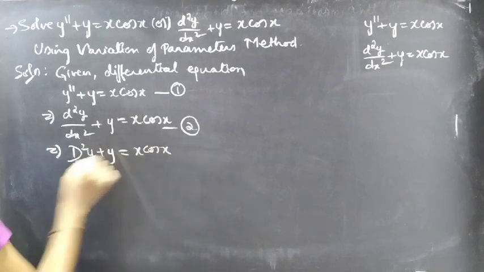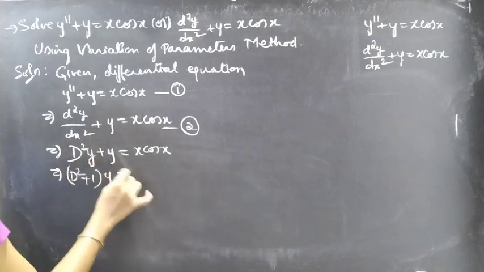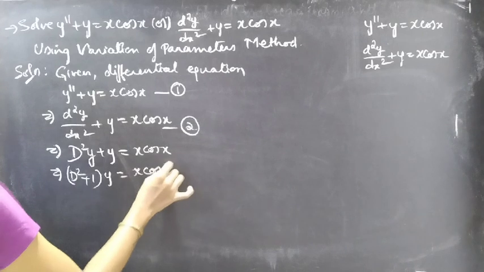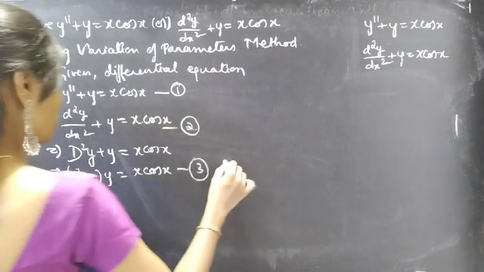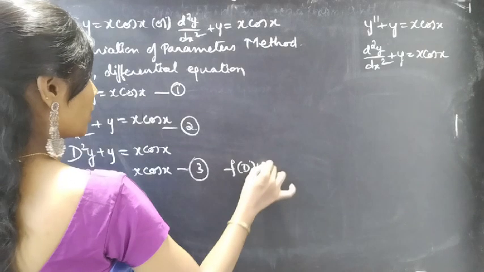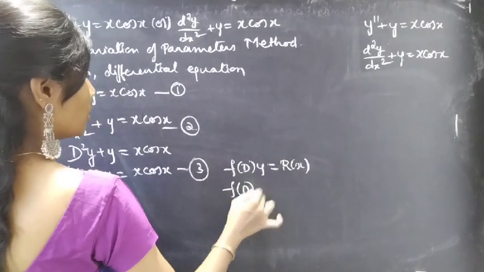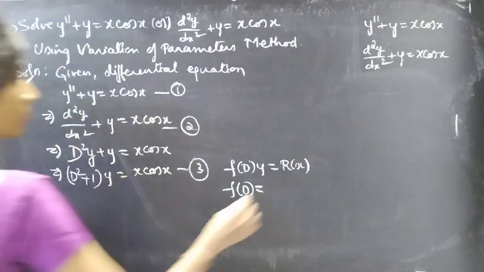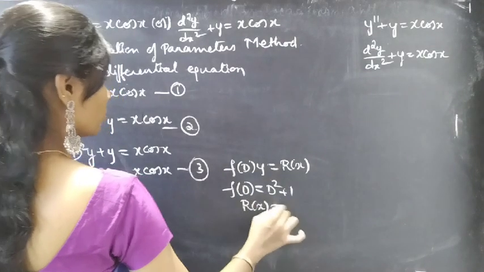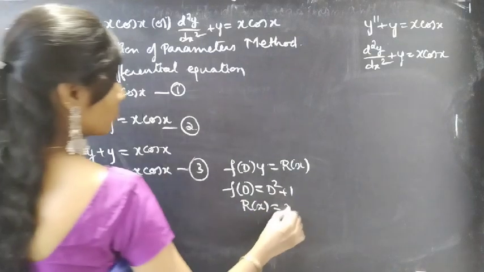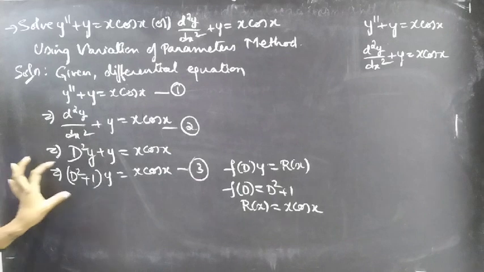Now take y common from the two terms of LHS. We'll get (D square plus 1) into y equal to x cos x. Consider this as equation number 3, which is in operator form, say f of D into y equal to some r of x, where f of D equals D square plus 1 and r of x equals x cos x.